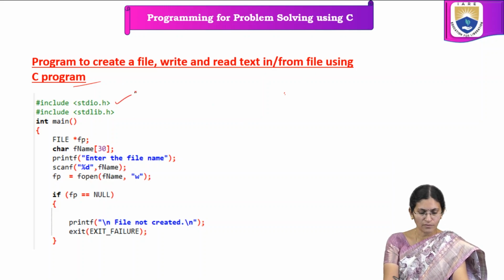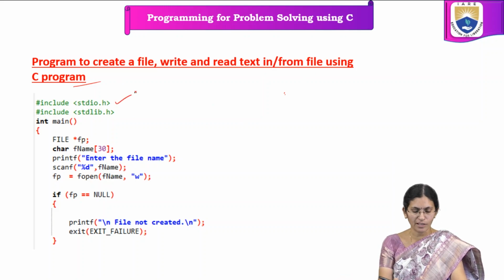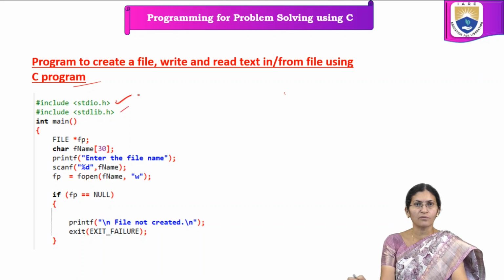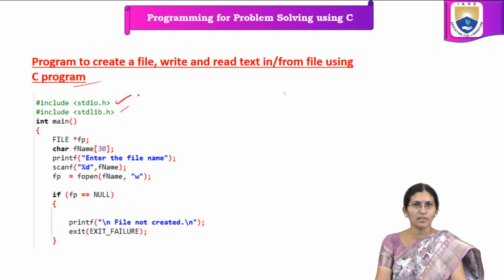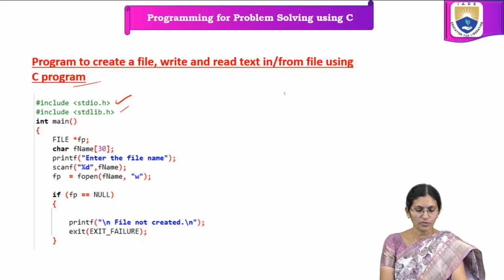For this we need to include the header files first, the stdio.h header file and then the stdlib.h header file. Inside the main function we need to declare a file pointer. Name of the file pointer is fp here. Then we need to declare a character array to read the name of the file. Next, enter the file name. The file name is stored in the variable fname.